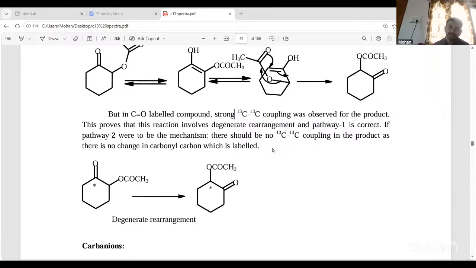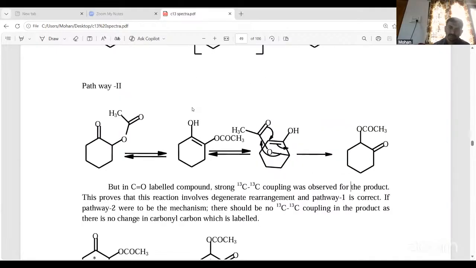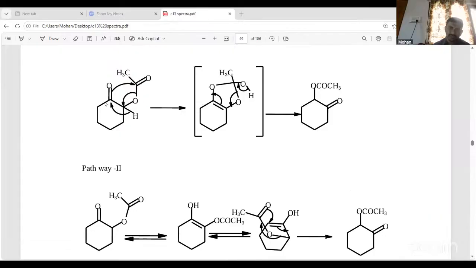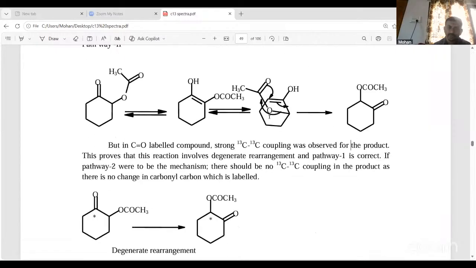coupling, right? Okay, carbon-carbon coupling. Because in pathway one, there is a carbon-carbon coupling because the position of this carbonyl group and ester group is changing, right? So the coupling of this carbon-carbon is taking place. But in pathway two, there is no exchange of the groups, right? So whichever carbon they are attached to, that position is retained after the reaction. So there is no coupling.